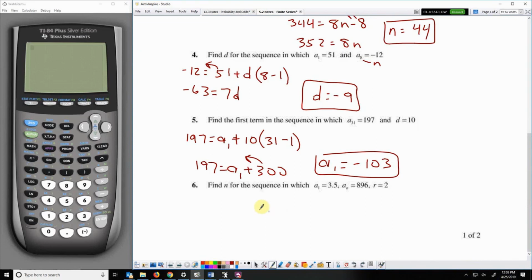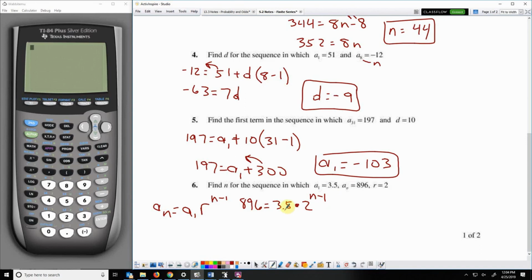And last on this page, find n for this sequence. Now there's an r, so this one has a common ratio, which means it is geometric. So the formula is a sub n equals a1 times r to the n minus 1 power. Okay, so we're looking for n. So a sub n is 896. We just need to find out what term number that is. First term, 3.5, times r, which is 2, to the n minus 1 power.